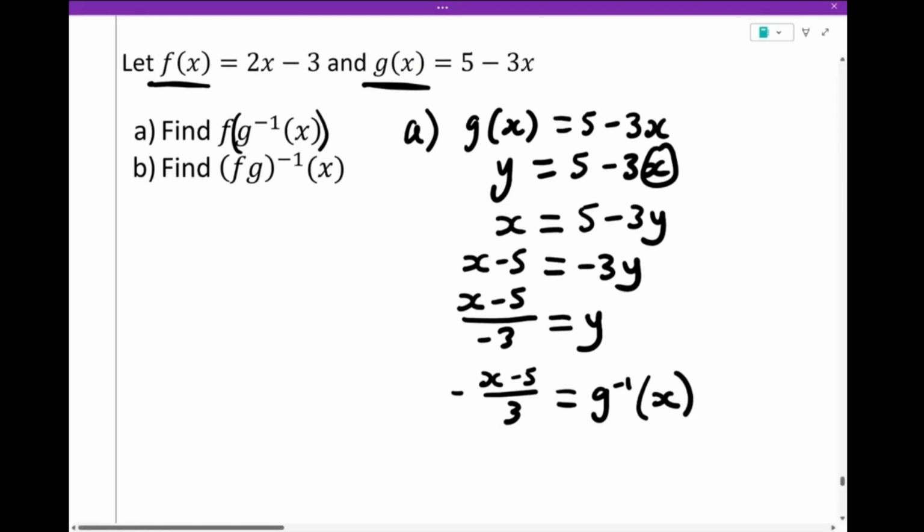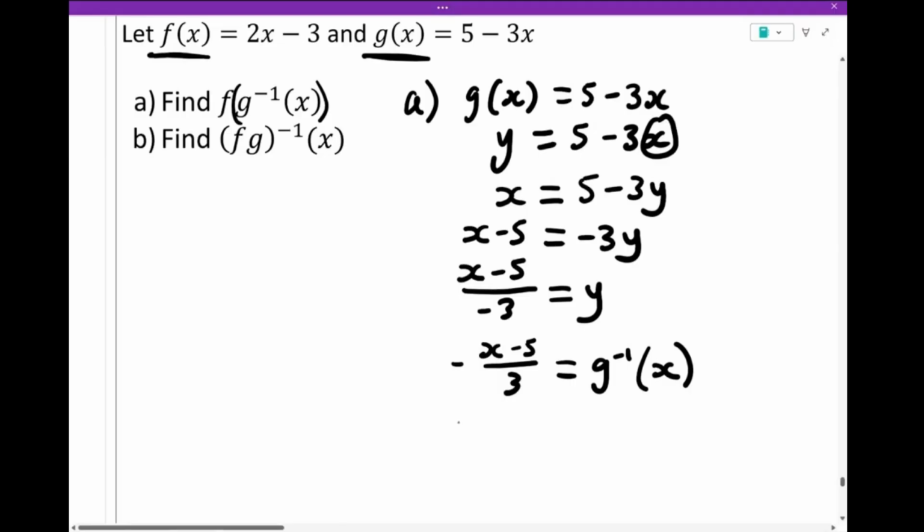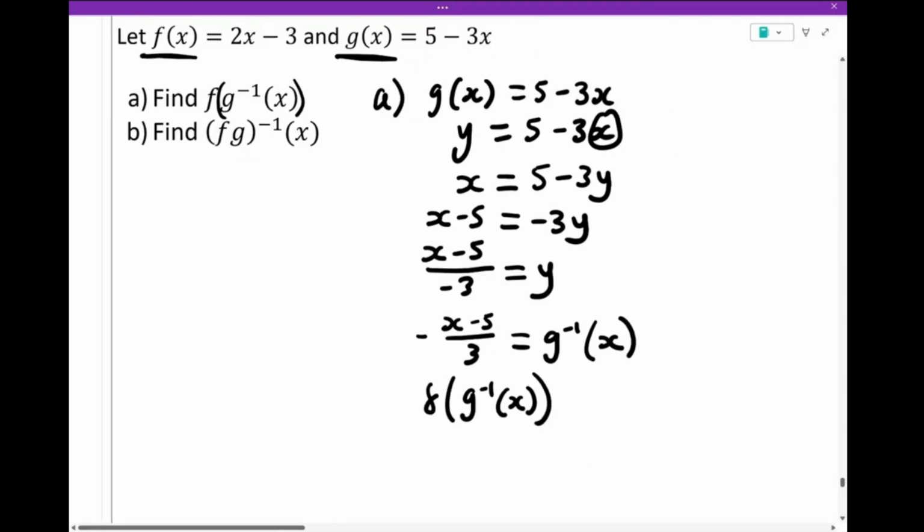Now I try and find the function they're asking for. So we need to find f of the inverse of g of x. So I need to substitute the inverse I've just found into f of x. So I'm going to replace this inverse g of x with what it's equal to.